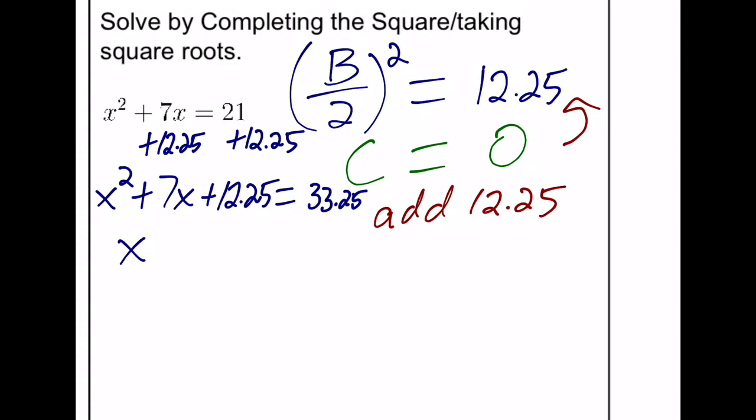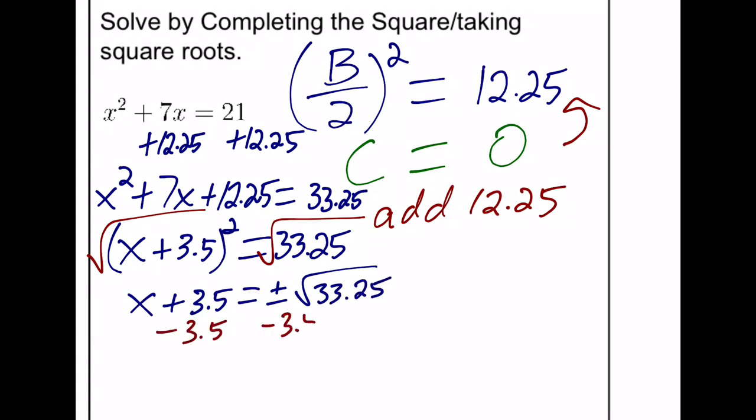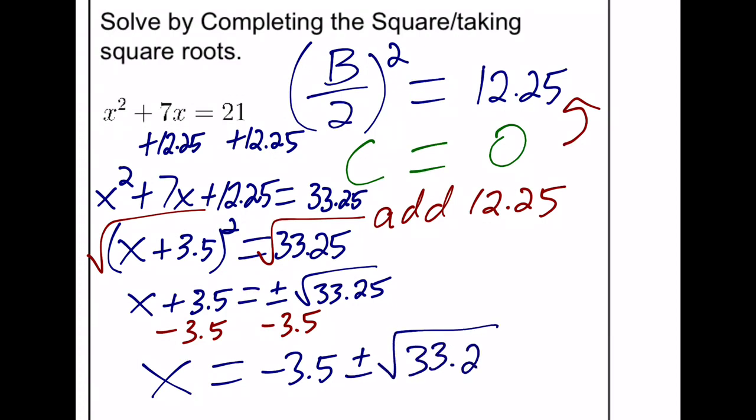And I can condense this to x plus 3.5 squared is equal to 33.25. The next step is to take the square root of both sides, and I get x plus 3.5 is equal to plus or minus the square root of 33.25. The final step is to subtract 3.5 from both sides, and my final answer reads x is equal to negative 3.5 plus or minus the square root of 33.25.